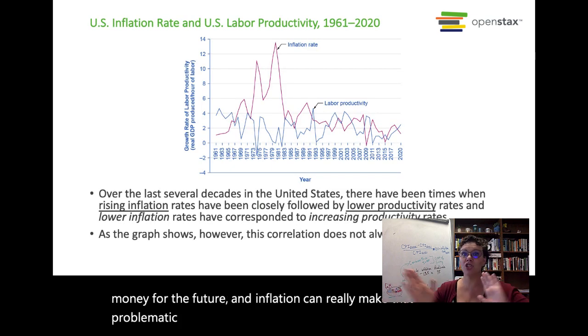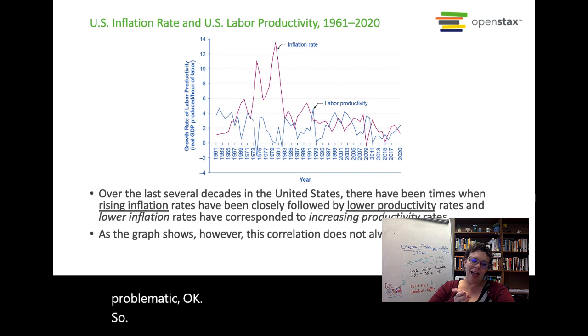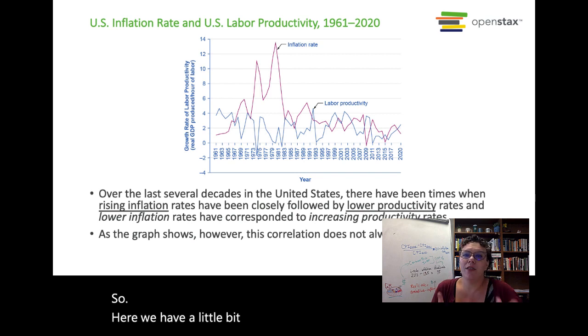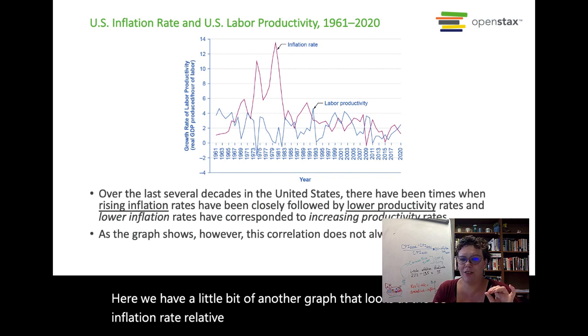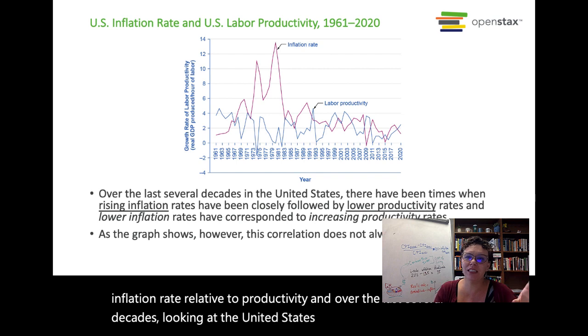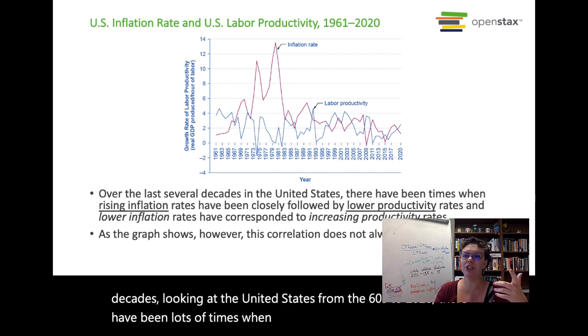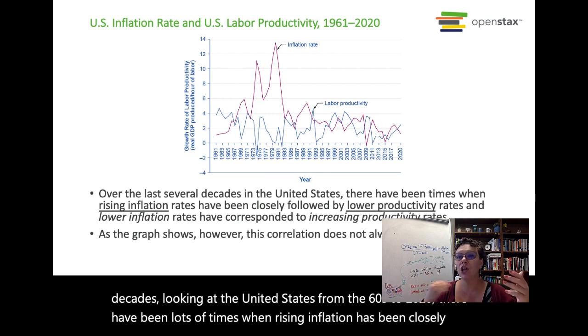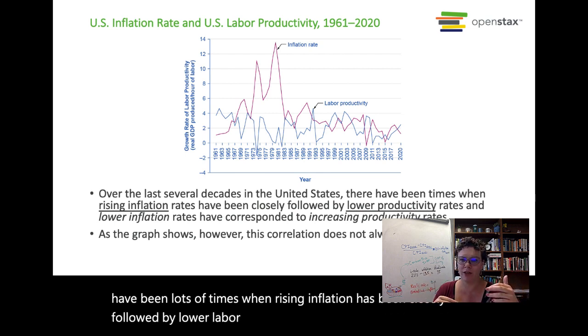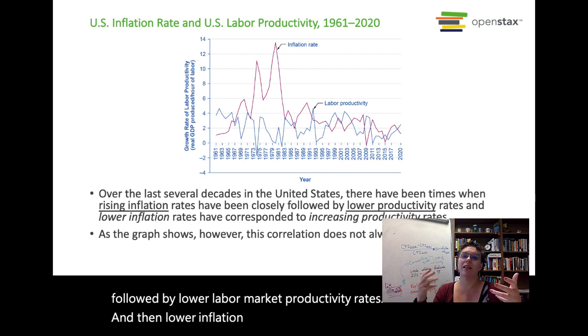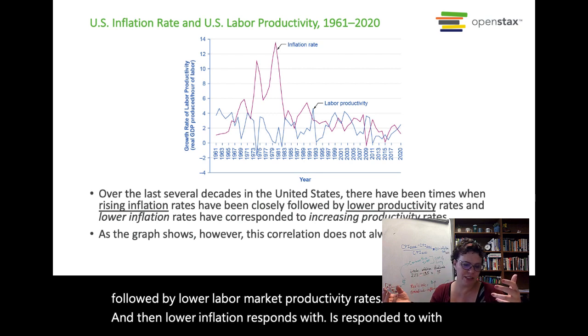Okay? So here we have another graph that looks at the US inflation rate relative to productivity. And over the last several decades, looking at the United States from the 60s to 2020, there have been lots of times when rising inflation has been closely followed by lower labor market productivity rates. And then lower inflation is responded to with higher productivity.